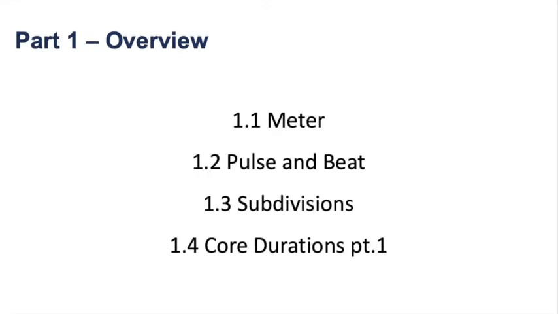We will first look at meter and its categorizing properties. Then we will define pulse and beat and why a distinction is important. Next, we will select a set of rhythmic subdivisions that correlate to the previous two topics. And finally, we will experiment with the chord duration of the selected rhythmic subdivisions.